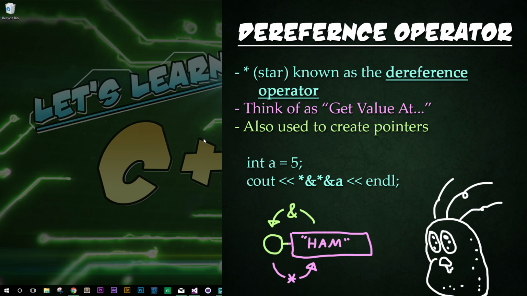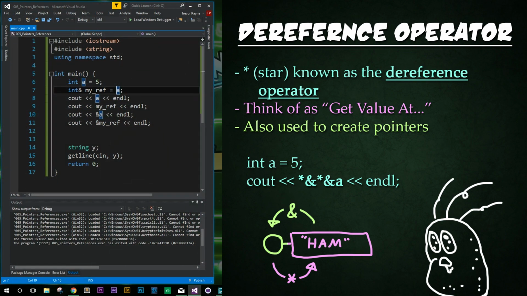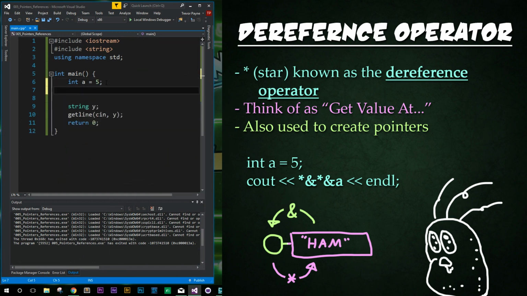How do we use it? There's two ways, just like the address of operator. The first is to place it next to an address to get the value at that address. All right, so back in our program, we're going to go ahead and get rid of everything but that int a equals 5. And then we're just going to type cout a and then endl. Now what I'm going to type to the left of the a is the address of operator. Okay? So this would output our regular address.